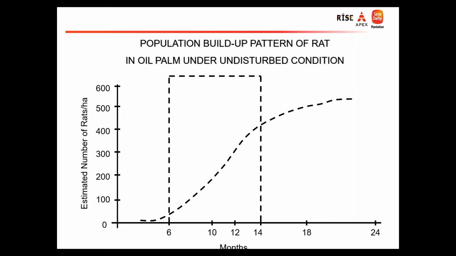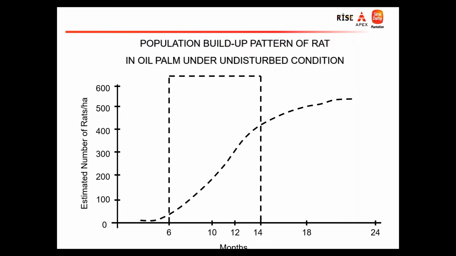This graph shows you the population build up from a control situation where you are at zero. The population slowly grows from 6 months to 1 year. So it tells you that you should not wait longer than 6 months. This was a finding from the 70s and 80s.